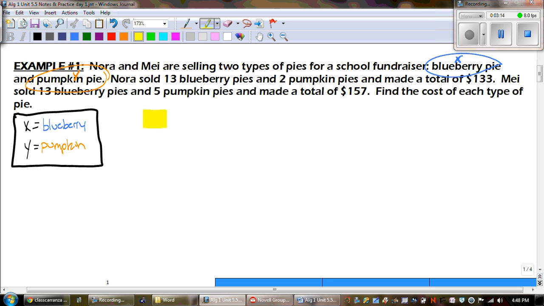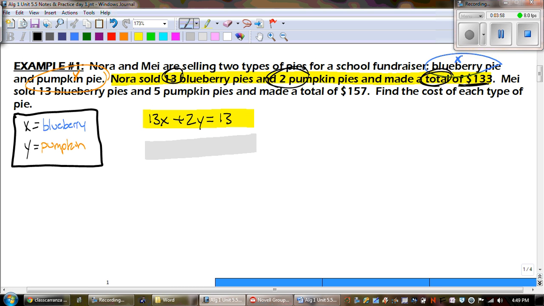I'm going to have one equation right here, and I'm going to set up my next equation right here. The nice thing is each one of these sentences is an equation. Nora sold 13 blueberry pies and two pumpkin pies and made a total of $133. So, how many x? Well, 13x plus how many y? 2y. There's total. And what does it equal? 133. So we have to read each one of these to figure it out.